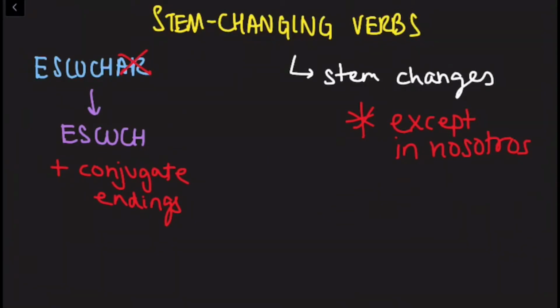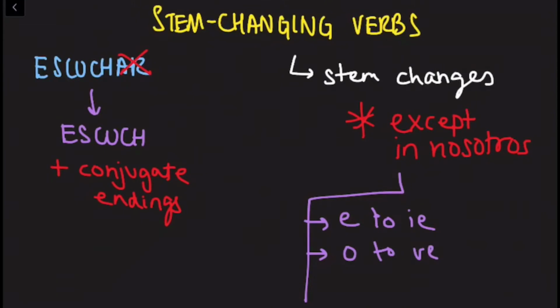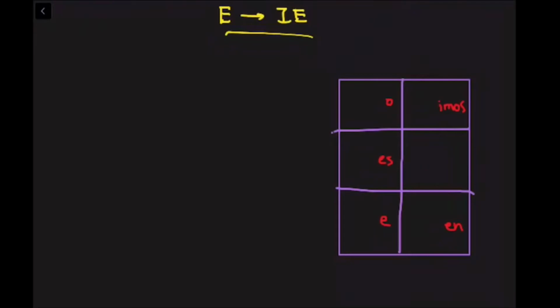Now here we're going to talk about three types of stem changes. We're going to talk about E to IE stem changes, O to UE stem changes, and E to I stem changes. The process for conjugations is the same for all of them, so I'm only going to explain it once with the E to IE examples, but we will still go over examples with the other changes. Alright, let's get started with E to IE stem changes.